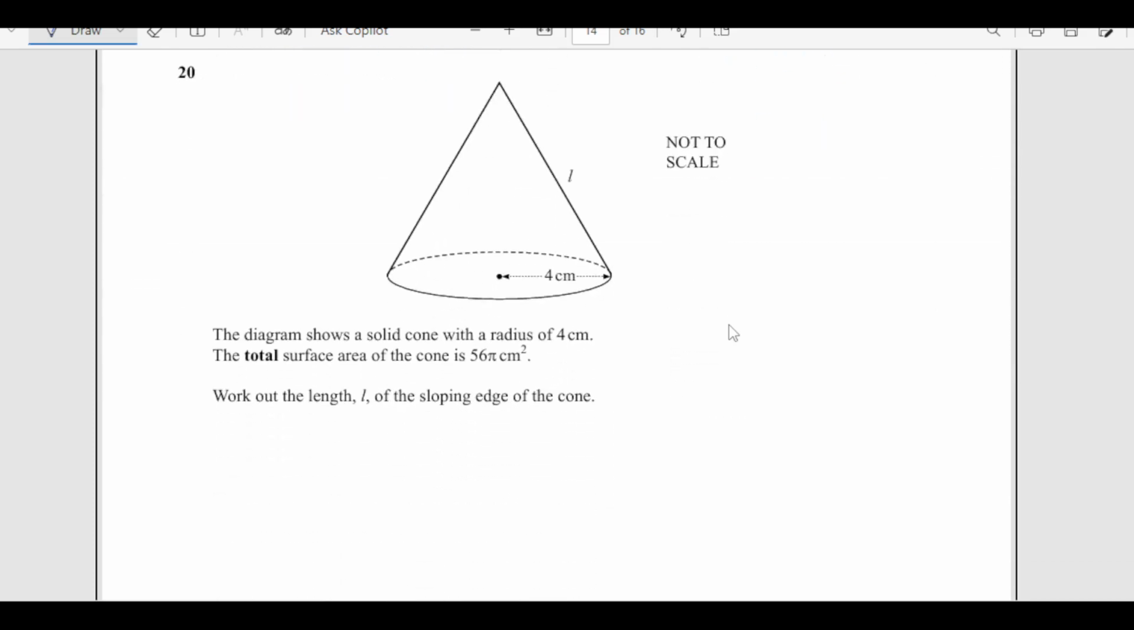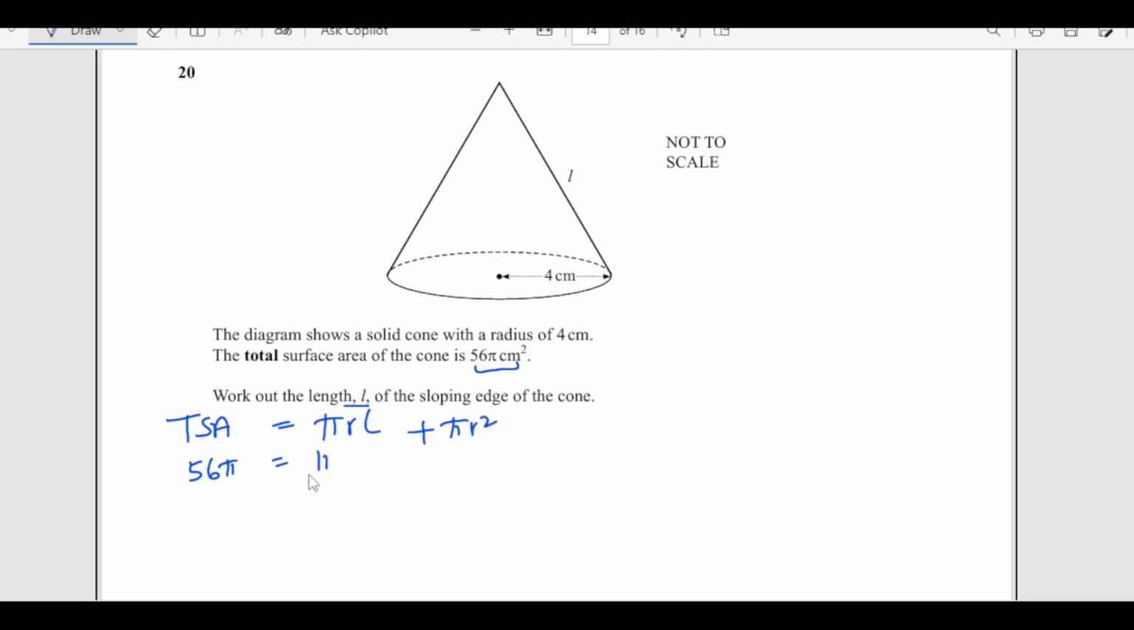Now number 20, the diagram shows a solid cone with radius of 4 centimeter. The total surface area of the cone is 56 pi centimeter squared. Work out the length of the sloping edge of the cone, right? So we are finding this one. So now total surface area is pi r l, which is the area of the curved surface, and then pi r squared, area of the base, which is the circle here, right? So now total surface area we are given 56 pi, right?